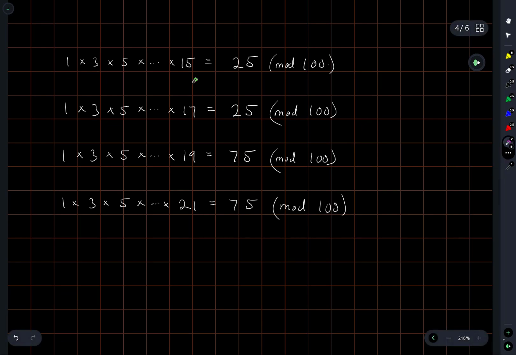So if we compute the product up to 15 or 17, we end up with 25 mod 100. And if we go up to 19 or 21, we end up with 75 mod 100. What we're going to do now is show that we end up in a cycling pattern between 25 and 75. The way we're going to do that is to assume that if we start with 25 mod 100 and multiply by two successive odd numbers, we end up at 75 mod 100, and vice versa. If we start with 75 mod 100 and multiply by two successive odd numbers, we end up with 25 mod 100.